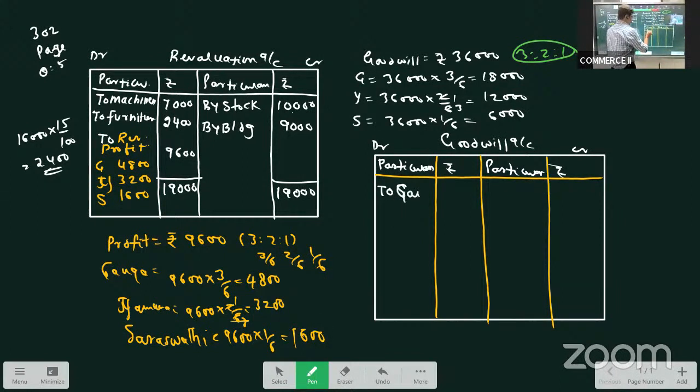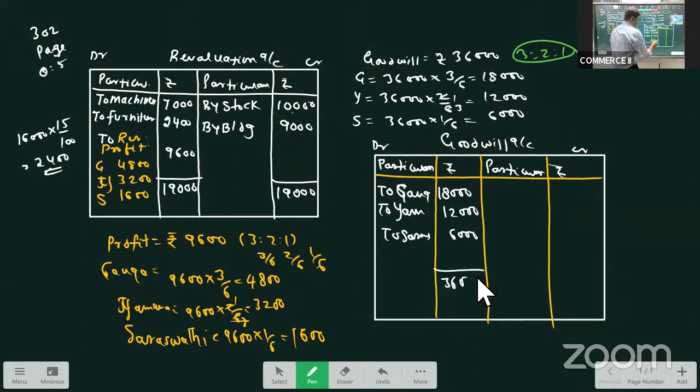Ganga will get 18,000. Yamuna will get 12,000, and Saraswati will get 6,000. Now that the goodwill is valued, whenever goodwill is valued or raised, goodwill will always show debit balance in that case.